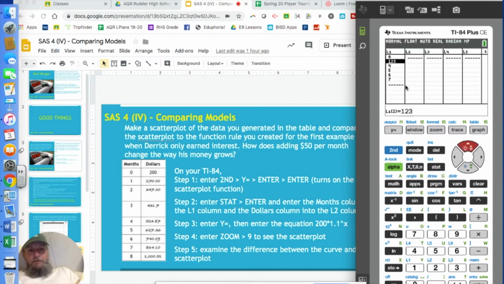Oh, I don't know if you noticed this, but it's not registering all my numbers. There we go. Months 0 through 8, and then we'll put the amount of money in for each corresponding month. So the initial value is 200, then 270 the first month, 347 for the second month, 431.70 for the third month.